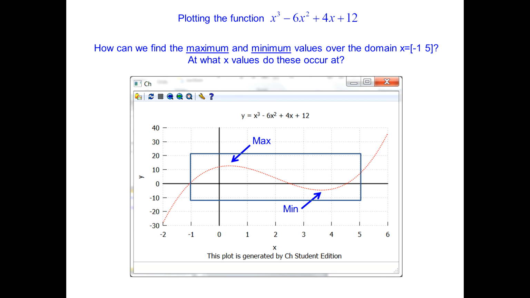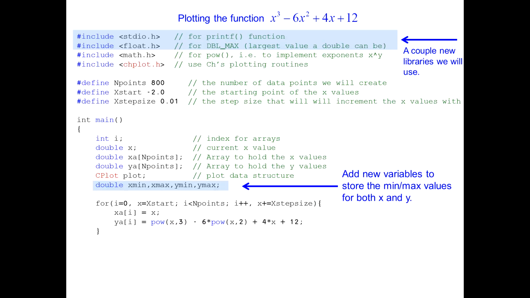All right, so now the question that we are going to ask is, in this particular range, what are the maximum and minimum values that occur between -1 and 5? And at what x values do these occur? Well, let's have our program find those for us.